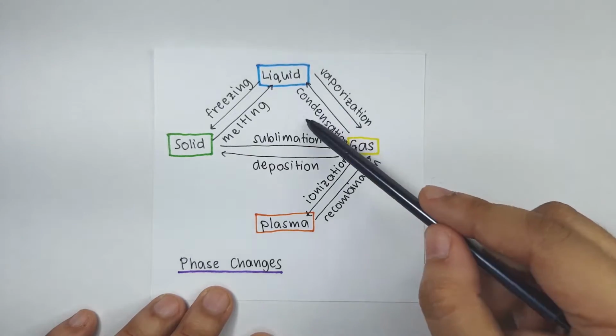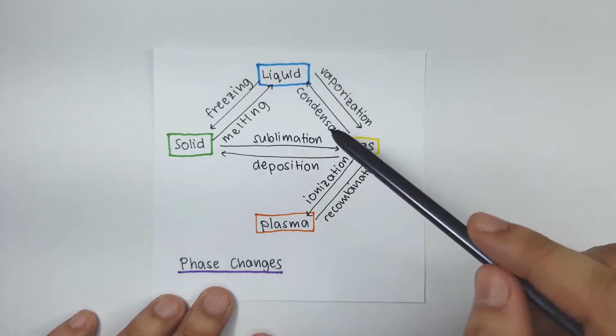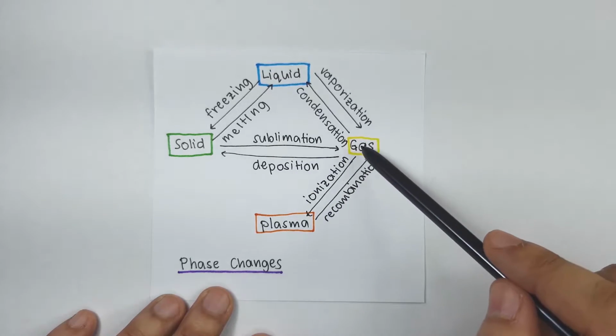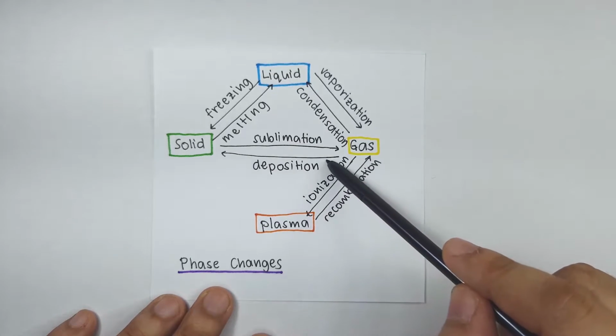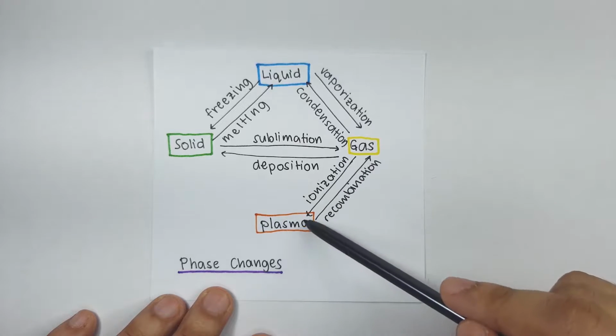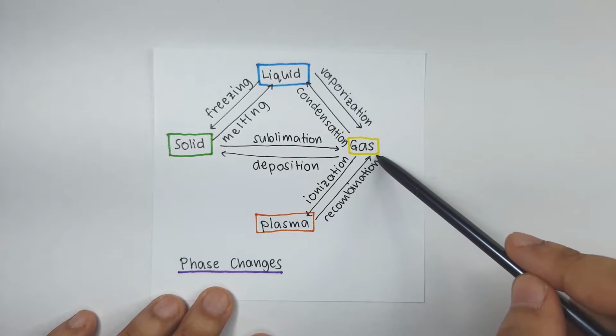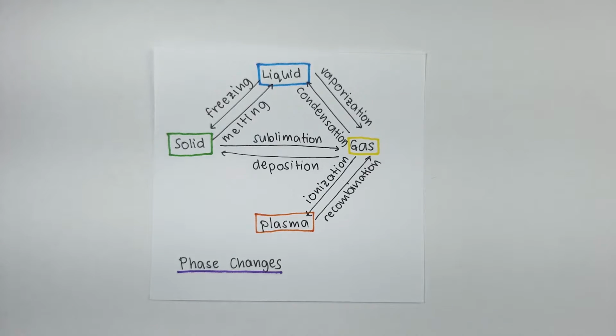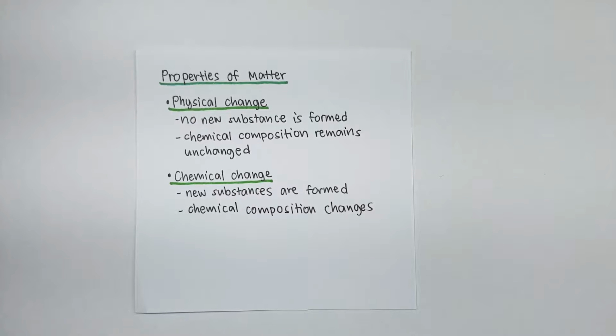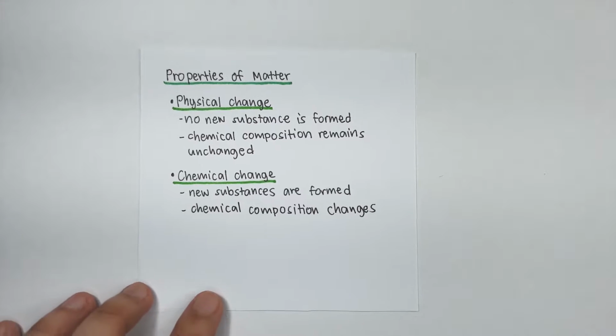Gas to liquid, condensation. Solid to gas, sublimation. Gas to solid, deposition. Gas to plasma, ionization. And lastly, plasma to gas is recombination. So again ha, familiarization lang ng process yung need dito in case na itanong siya sa mga objective type of question sa board exam. Next is we will discuss the properties of matter.